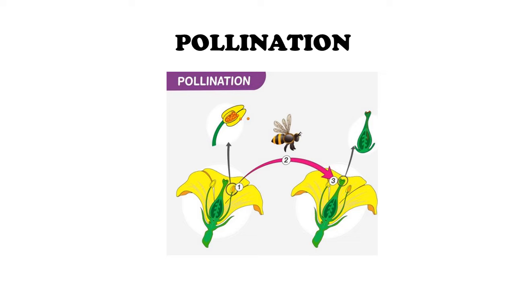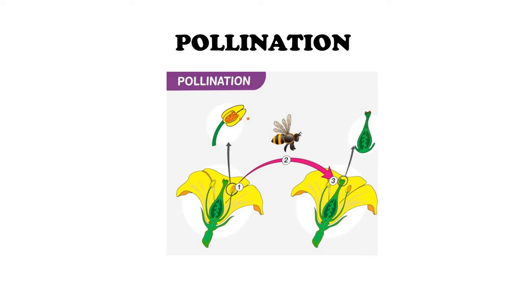Okay, once again, how does pollination take place? The process of pollination begins when the pollen grains from the respective flowers land on the stigma and form a pollen tube with a style length which connects both the stigma and ovary. Understood?